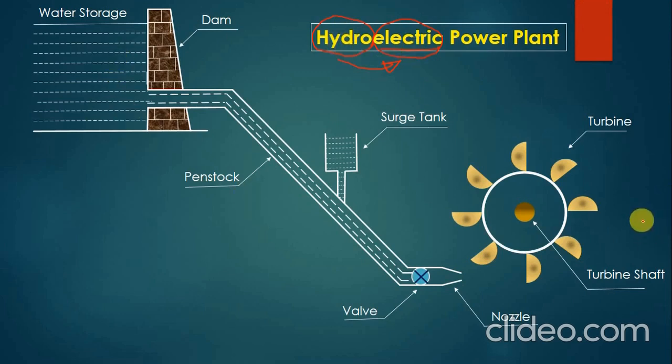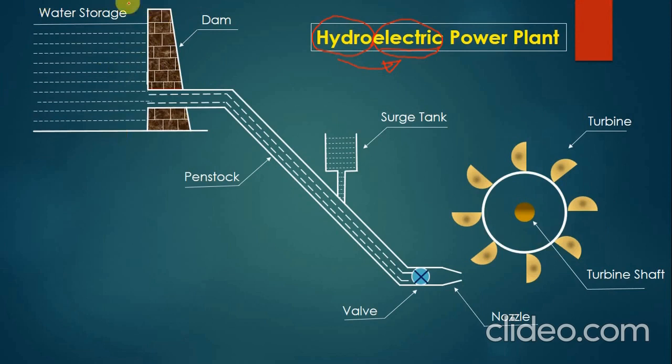So basically there are two or three major important parts in this particular power plant. The first part is a dam. This is an important part, the dam. Another part is called the turbine house, and the third part is the penstock. These are the three important parts of a hydroelectric power plant. What is a dam? A dam is required to store water at a higher height.